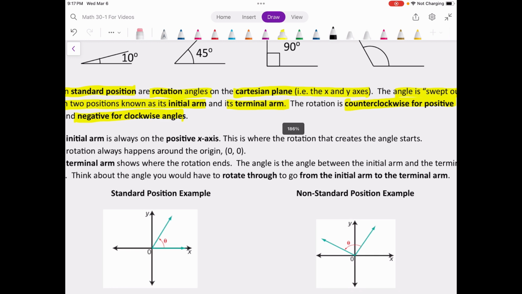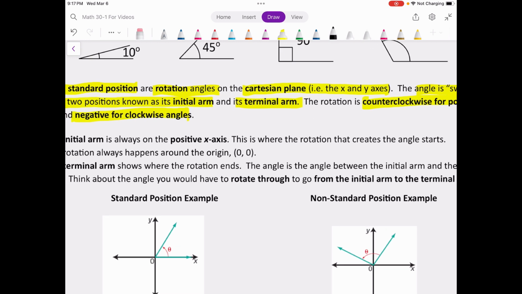Okay, so just for an example, we could make an angle in standard position. We could rotate from the initial arm here positive 120 degrees, and that would be counterclockwise, so it's positive, right, to create our angle. Rotating through that would be my initial arm, and that would be my terminal arm. And I rotated counterclockwise 120 degrees. So that's a positive angle in standard position.